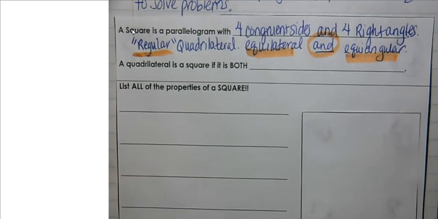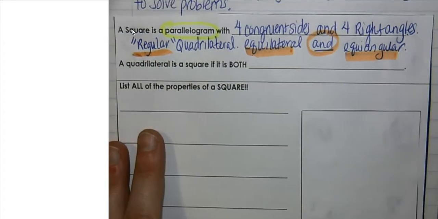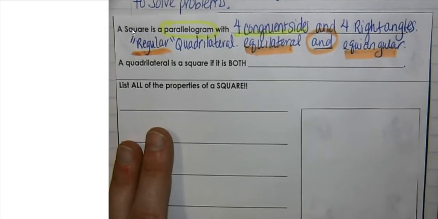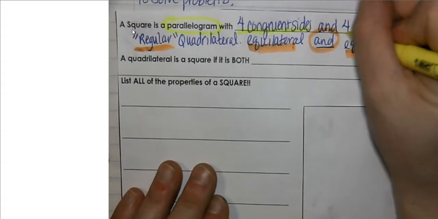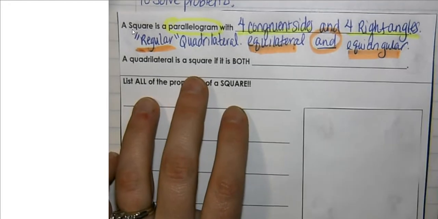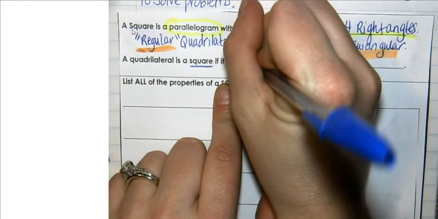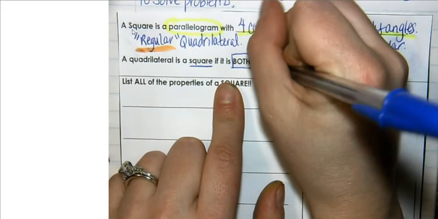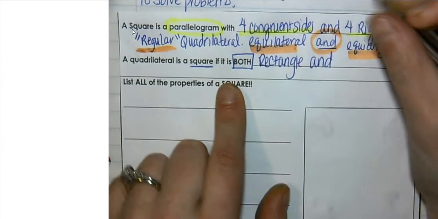A square is a parallelogram, which means that it's going to have all of the properties of a parallelogram plus extras. Notice that the extras are that it has 4 congruent sides and it has 4 congruent angles. So a quadrilateral is a square if it is both a rectangle and a rhombus.